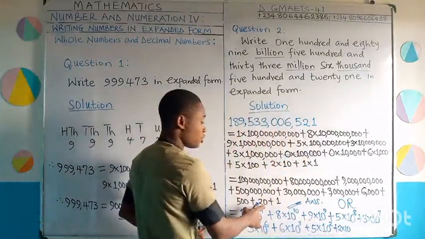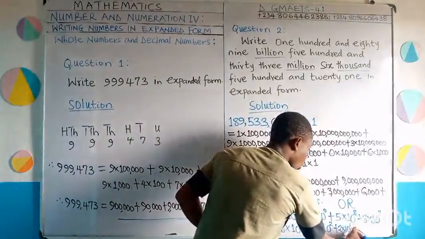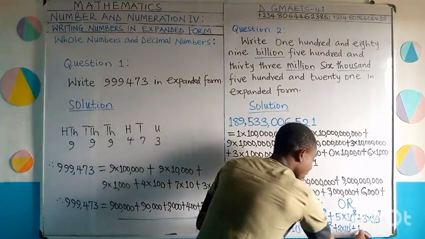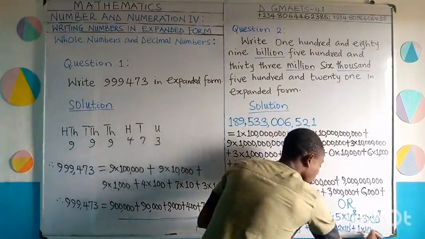In 20, how many zeros do you have? 1 zero. So power 1. And then plus the last one is 1. So you pick that 1. If you like to write it as times 10, is your choice.